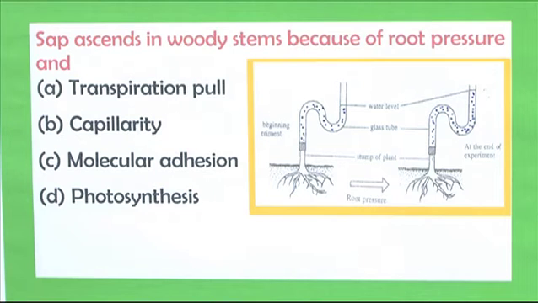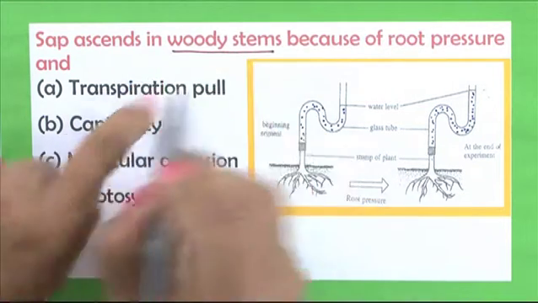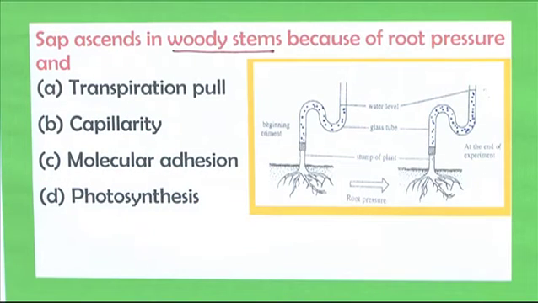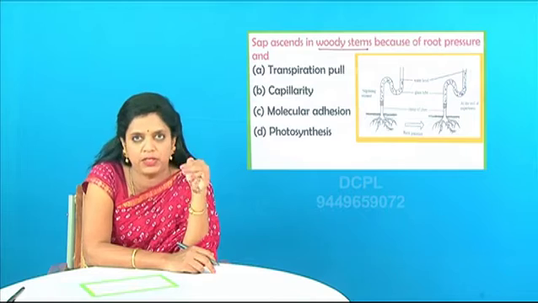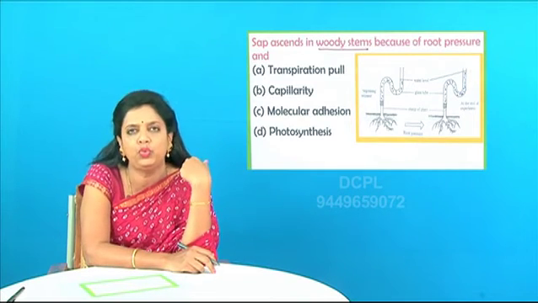Sap ascends in woody stems because of the root pressure and... See, it is already mentioned that sap ascends in woody stems. See, the word is woody stem. You have to concentrate here, because in a regular plant, if you think of the smaller mesophytes and herbaceous plants, then there is no question of other pressures. Most of the time only root pressure will do, right?